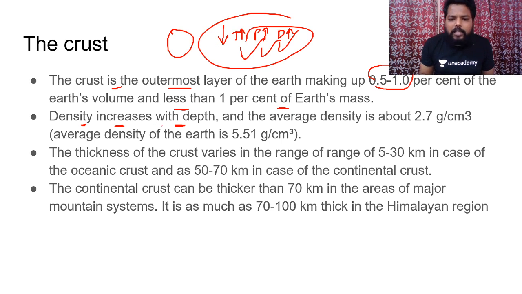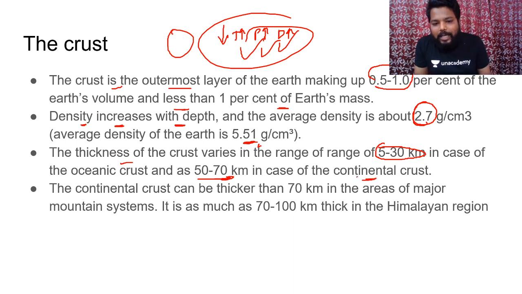So density increases with depth, and the average density of the crustal surface is 2.7 grams per cubic centimeter. The average density of the entire earth is 5.51 grams per cubic centimeter. The thickness of the crust varies from around 5 to 30 kilometers in the oceanic crust, and 50 to 70 kilometers in the continental crust. So the continental crust is thicker, and the oceanic crust is thinner.